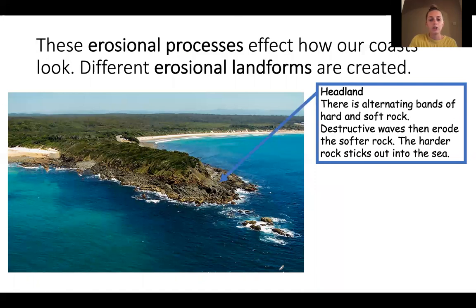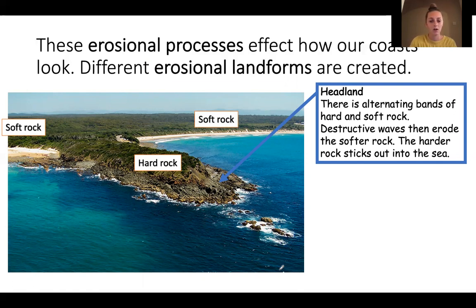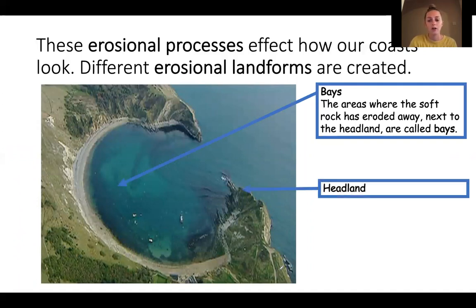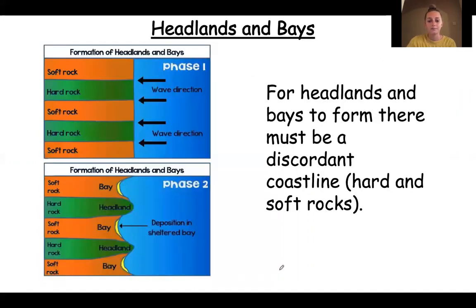Okay, a couple more erosional landforms and how they're created. We've already touched on these as well. We've got headlands and we've got bays. Headlands are more resistant, hard rock, and bays are created because they're softer rock, so they're easier to erode. They're less resistant rock. Here, a bird's eye view of a bay. This is the area that is eroded away because it's soft rock, and then you've got the headlands.